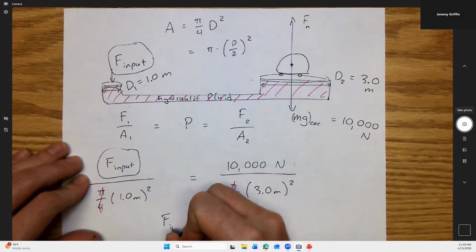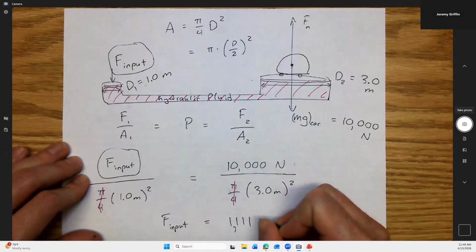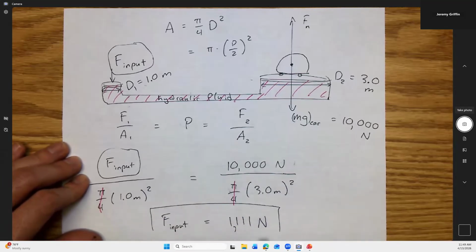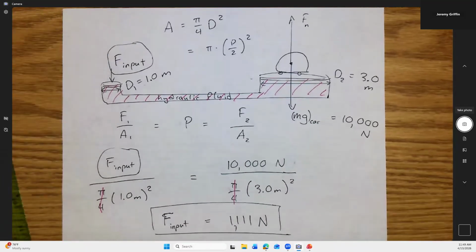So you should get F input. I think it's like 1111 newtons. Yeah, so AP would probably round that to 2 significant figures and just call that 1100 newtons. Okay. And so that's the input force, and that'll lift the car. Pascal's principle.